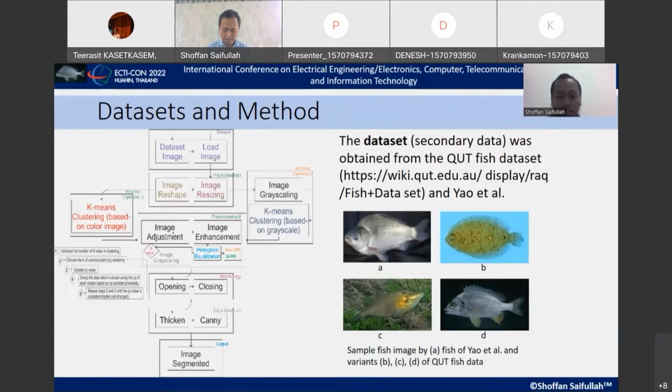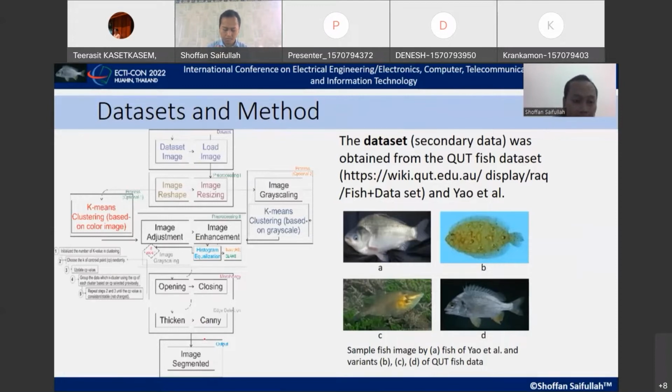Here we are talking about how histogram acquisition will be increased to get the best image to process by segmentation, morphology, and edge detection. For morphology we use opening, closing, and thickening, and for edge detection we use Canny edge detection. And last is image segmentation in our research.